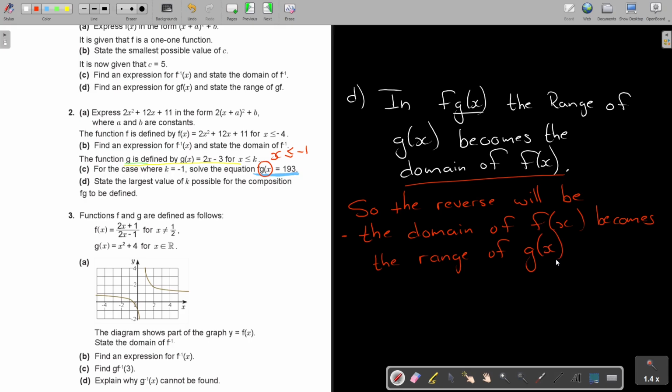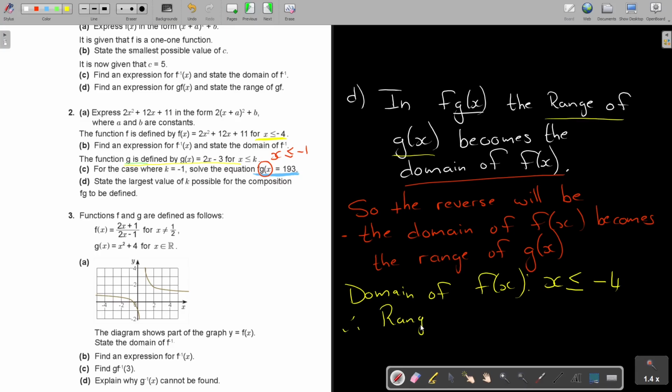Okay, so let's just start. I was putting it in reverse. Now I'm going to start. So the domain of f(x), let's just go back. So here is the function, and can you see there is the domain? Okay, so I have the domain of f(x). That was x is smaller and equal to -4. So that domain becomes the range. Therefore, the range of g(x), and remember to make it a y, is y is smaller and equal to -4.